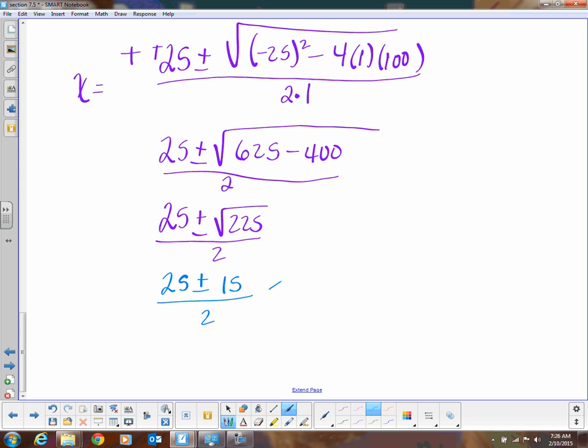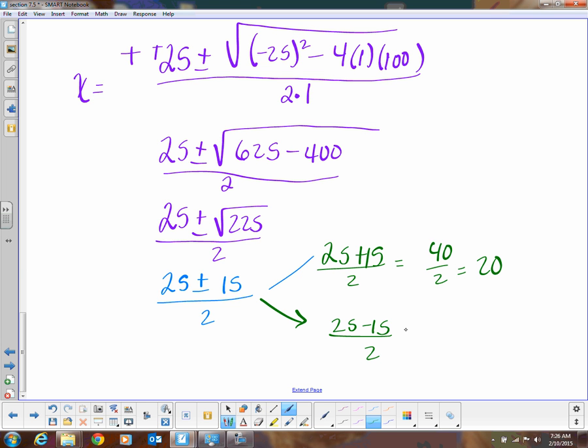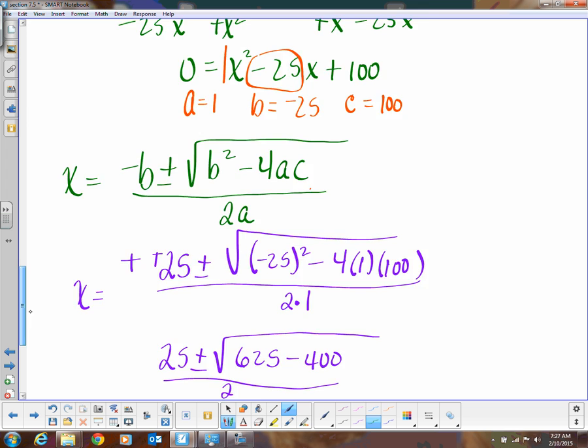What does this mean? This means that you should take 25 and add 15, divide by 2, and it says that you should take 25 and subtract 15 and divide by 2. So this is going to be 25 plus 15 is 40 over 2, which is 20. This is going to be 25 take away 15 is 10 over 2, which is 5. So we get 2 x's.